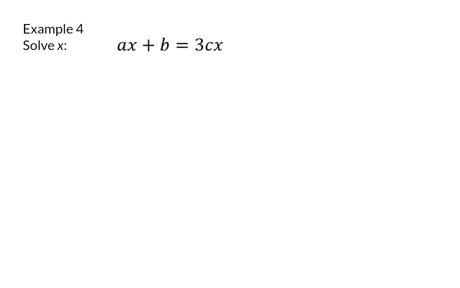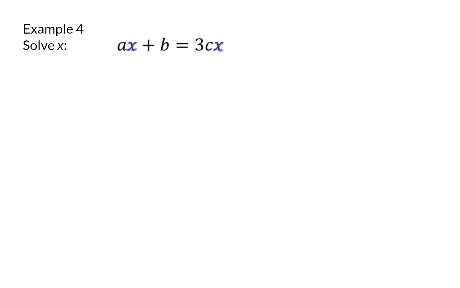Example 4. Solve x. Here you can see that x occurs in two of the terms in the equation. So let's say that you decided to solve the x on the right-hand side. To do that, you would have to divide the whole left-hand side by 3c. The problem with this is that x is still not the subject of the formula because we still have an x on each side of the equation.